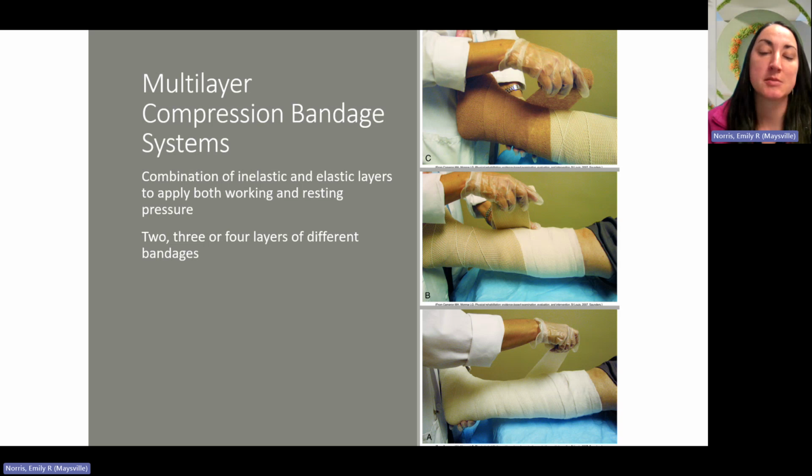Multi-layer compression bandage system. So sometimes we will use various, and I just realized A is at the bottom, C is at the top. Sorry, I didn't switch that. But various types of bandages with different elasticities, so that it applies pressure both at rest and while working. So when they're resting, there is just a constant amount of pressure applied, but when they're moving, there is more pressure applied to decrease that edema.